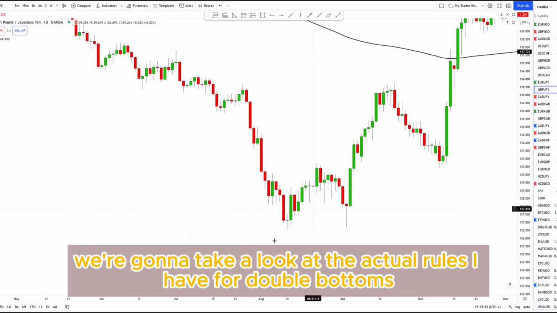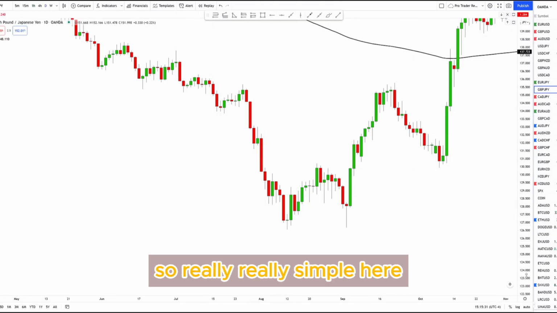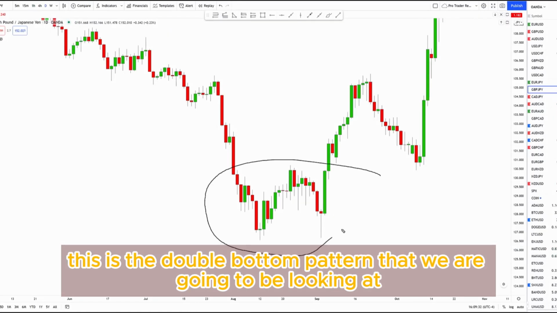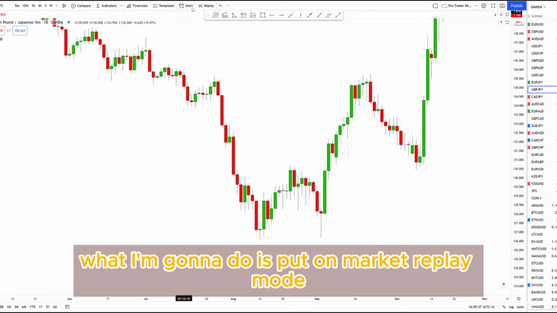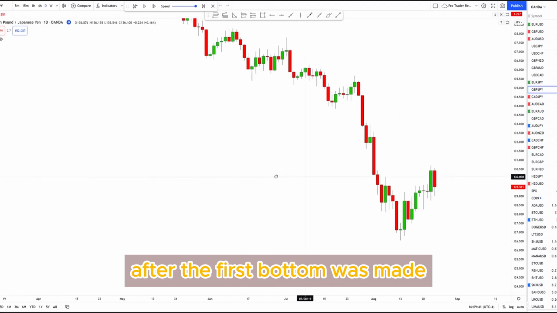And now we're going to take a look at the actual rules I have for double bottoms first, and then we'll move on to the rest of the chart patterns. So really simple here. As you can see, this is the double bottom pattern that we are going to be looking at, but for the purpose of this video, what I'm going to do is put on market replay mode so you can see exactly what I would be doing after the first bottom was made.